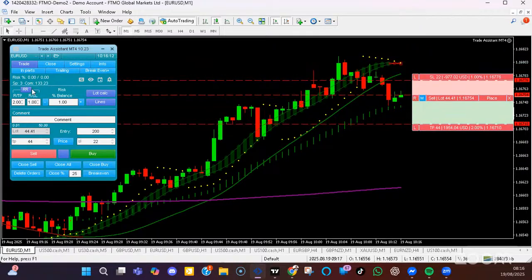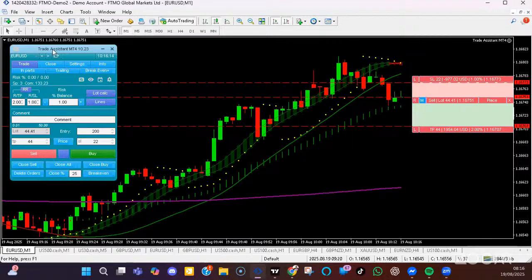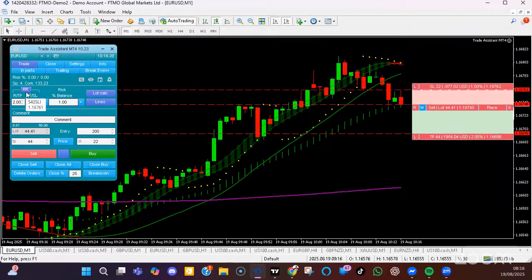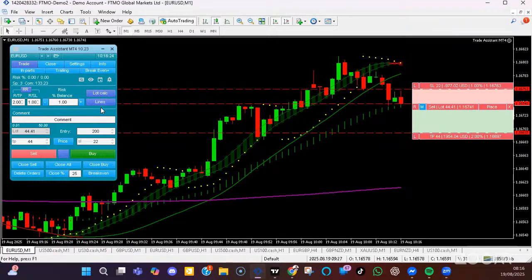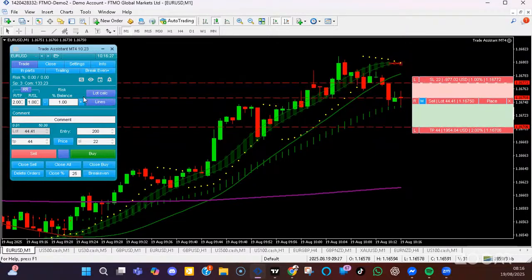So I make sure my risk to reward, this is our trade assistant that we use, which is invaluable. So we make sure that's in purple. The lot calc is in purple because that calculates what lot size you should use. And in there, we only risk 1% per trade.